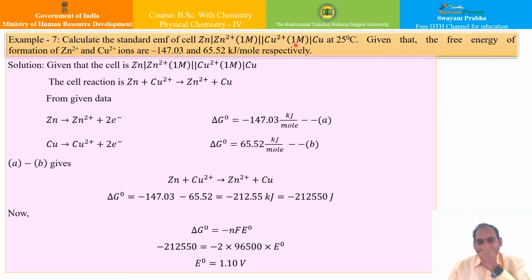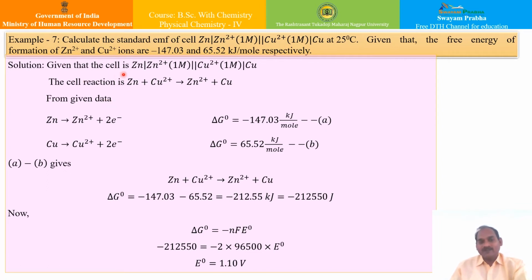Now, given that the free energy of formation of zinc 2 plus and copper 2 plus ions are minus 147.03 and 65.52 kilojoules per mole respectively. In case of zinc, it is minus 147.03 kilojoules per mole, and in case of copper, it is 65.52 kilojoules per mole. It is given. Now what do we need to calculate? We need to calculate the EMF.